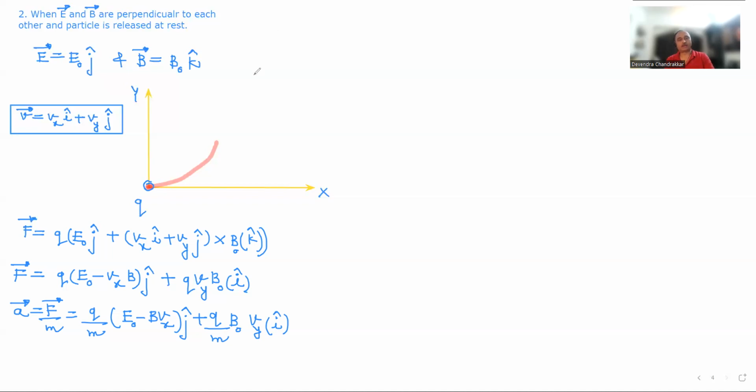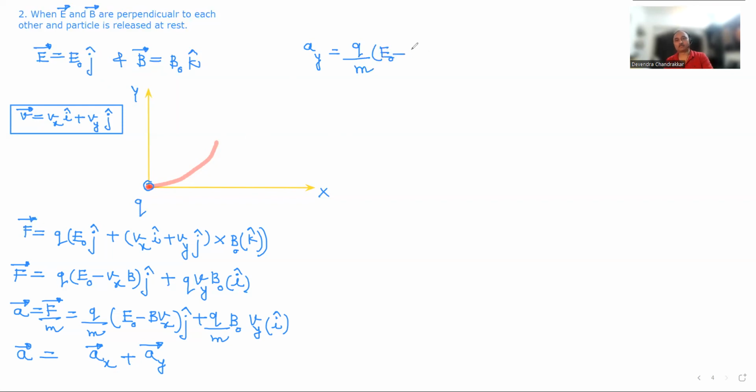So now all of you agree to this or not? So we have acceleration A. There are two accelerations, AX and AY. Check this. AY is Q by M E naught.